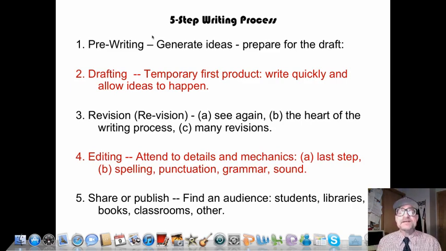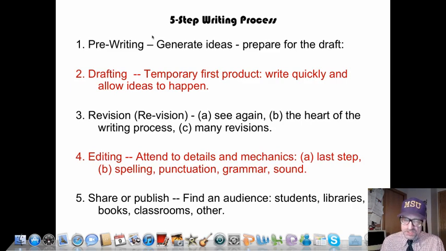And here are the 5 steps. Step 1, the pre-writing step. This is where you teach students to generate ideas, to prepare for the draft. Such things as brainstorming or talking to your neighbor. And we'll go over these in just a minute.